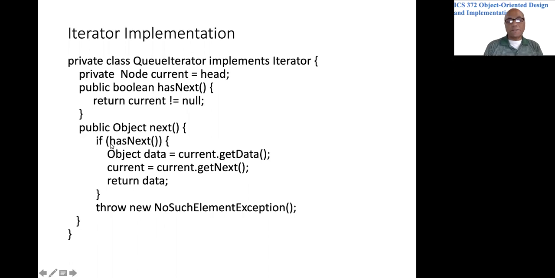Next: if there is one more element that I have not yet returned, I will get the data from that and return that data and change current to current.getNext. That is, I move current to the next element in the list. I advance current, and eventually this will become null, and hasNext will return false. And if there is no element to be returned, I could return null, or I could throw an exception, NoSuchElementException.